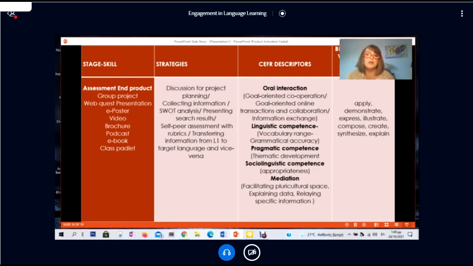Strategies here can be discussion for project and planning, collecting information, SWOT analysis, presenting research results, self and peer assessment with rubrics, or transferring information from language 1 to target language and vice versa. CEFR descriptors here come from the oral interaction skill, the linguistic competence skill, the pragmatic competence skill, the sociolinguistic competence, and the mediation skill. And again, we have some indicated verbs for our aims.